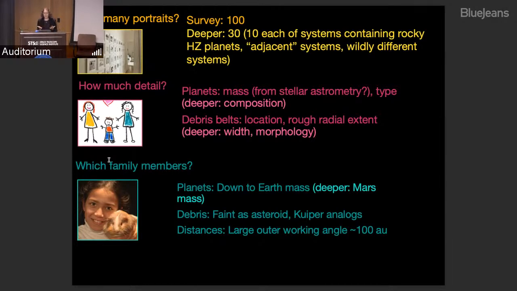So to probe these formation processes, I think we need a deeper set of family portraits, maybe about 30, like 10 that have rocky habitable zone planets, maybe 10 that are adjacent, so like a rocky planet that's not in the habitable zone, or a super Earth or Neptune in the habitable zone, and maybe 10 wildly different systems. For type, we want a deeper knowledge of their composition from the spectra. For the debris belts, we'd like to know more about the width and morphology. And for these deeper portraits, I think it would be very helpful to be able to go down to Mars mass so that we can see the formation process playing out below the mass that we're most interested in.